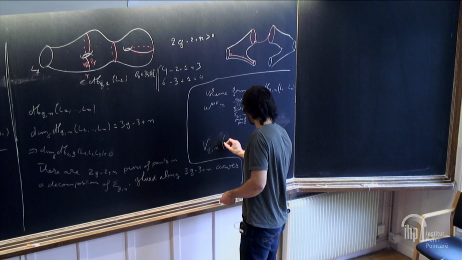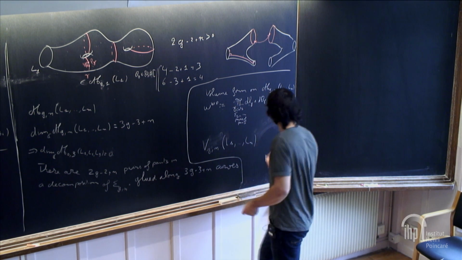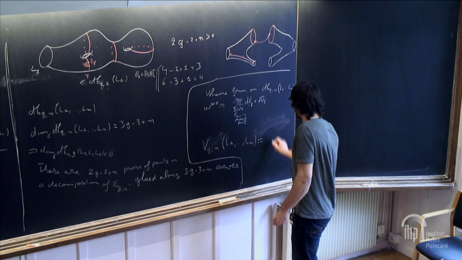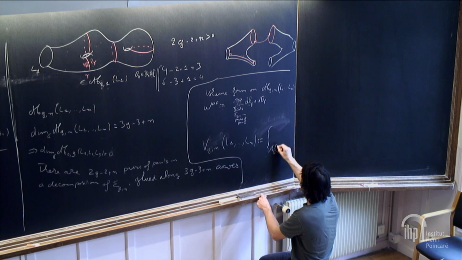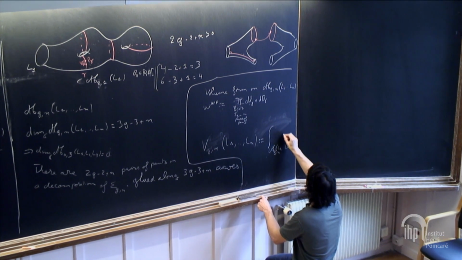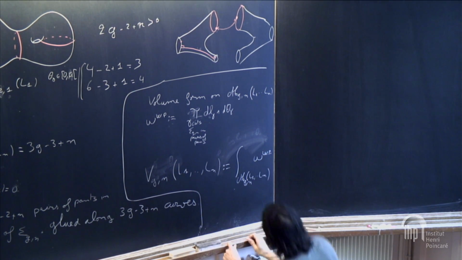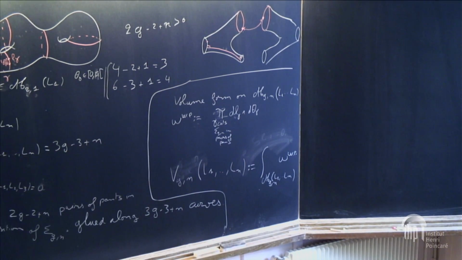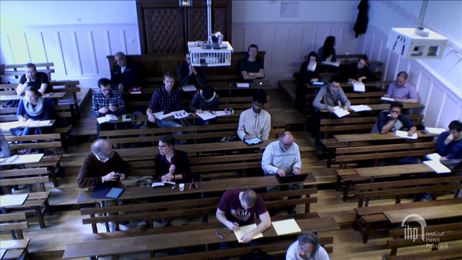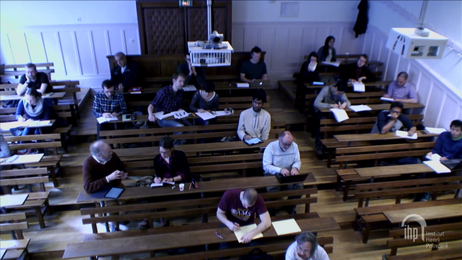And so I define the volume of my moduli space to be just the integral over this moduli space of the Weil-Petersson volume form. What time is it? Yeah, and maybe now I will write the statement before the break.